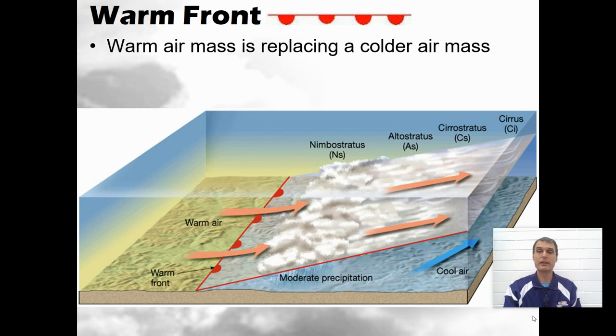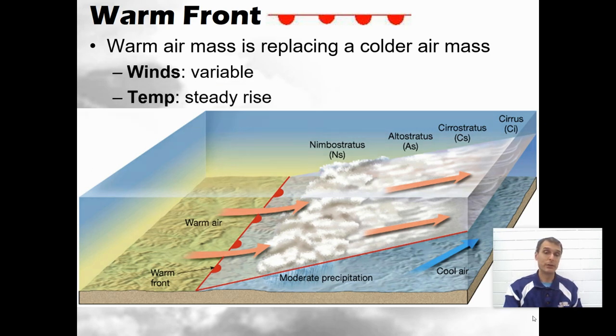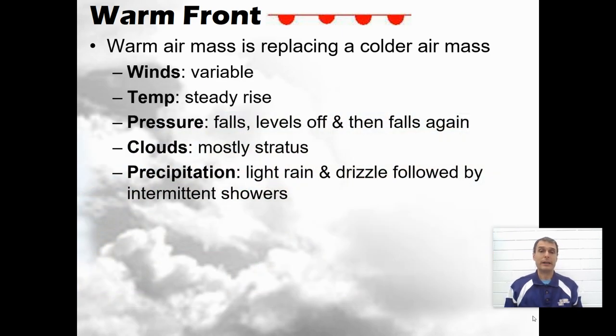We get a whole series of clouds. You can see first cirrus, cirrostratus, altostratus, then nimbostratus clouds, and the winds are going to be blowing all over. And the air pressure is going to drop and then level off and then drop again. But what we get is mostly stratus clouds. These are clouds that cover the whole sky, and we get kind of a light rain, not a heavy rain, and some intermittent showers. So a mix of rain.